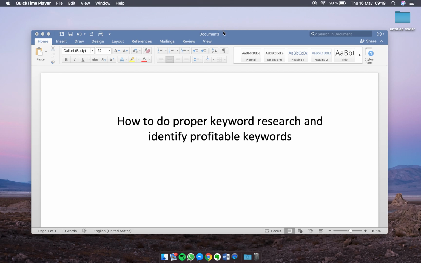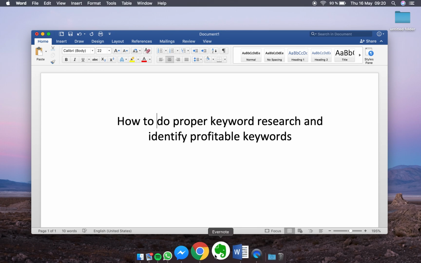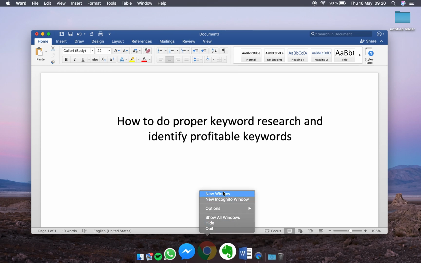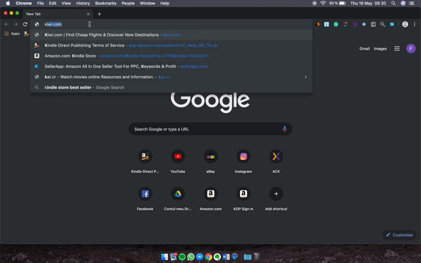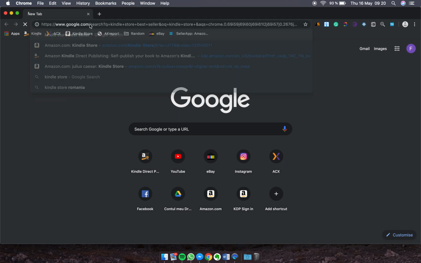So in this module, we're going to see how to identify profitable keywords, but also how easy it is to find niches and interests where people want to search for, and also to purchase books. So that being said, we're going to go on Amazon right now. Okay, and there are multiple ways to do proper keyword research. We're going to start with the most common one, that being Kindle Store bestseller.